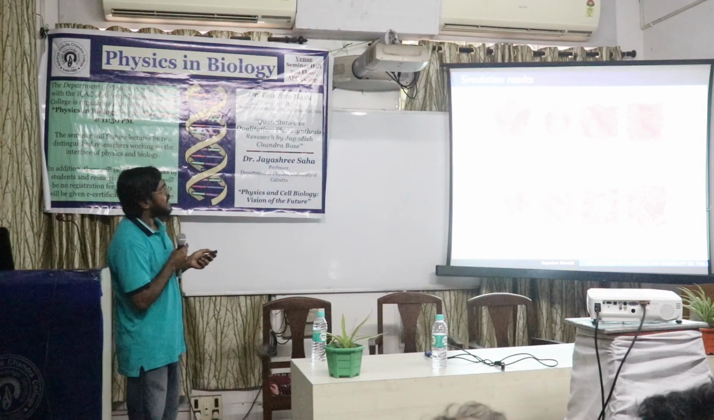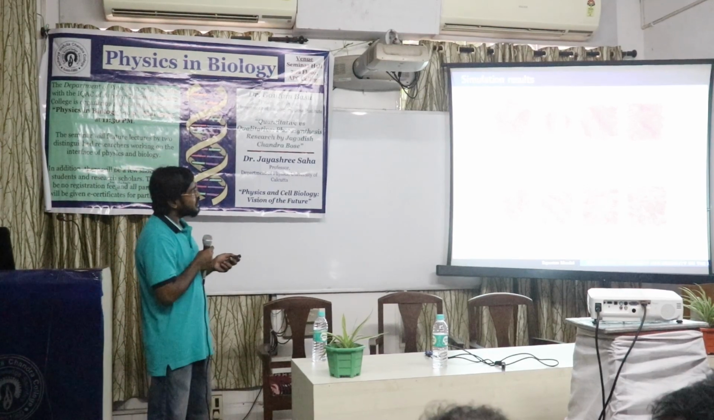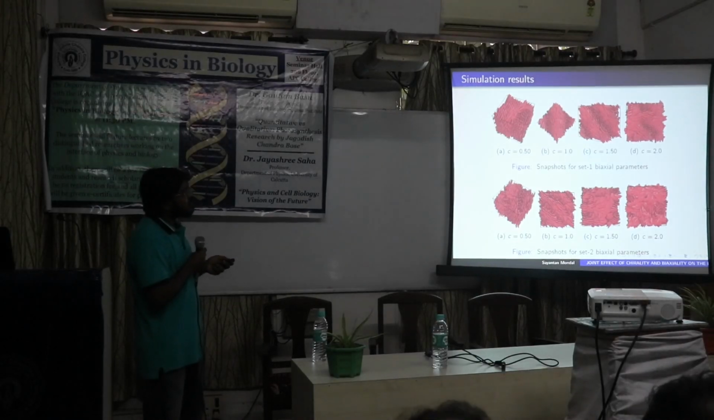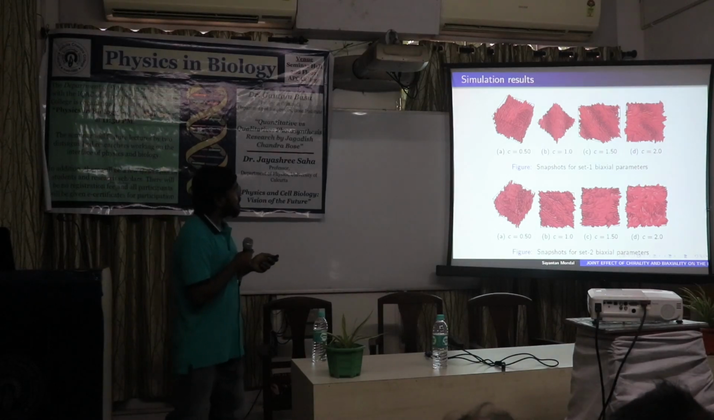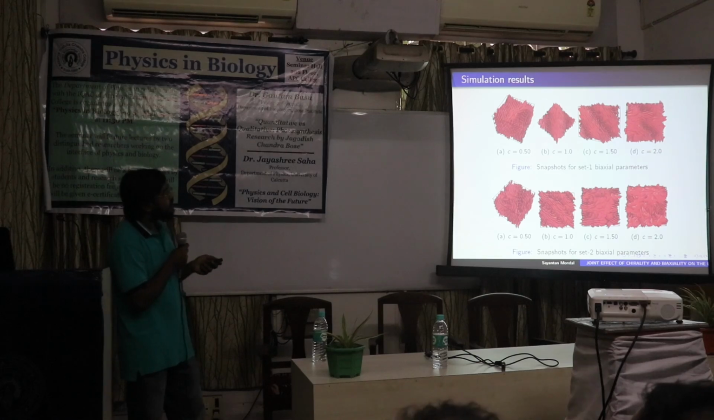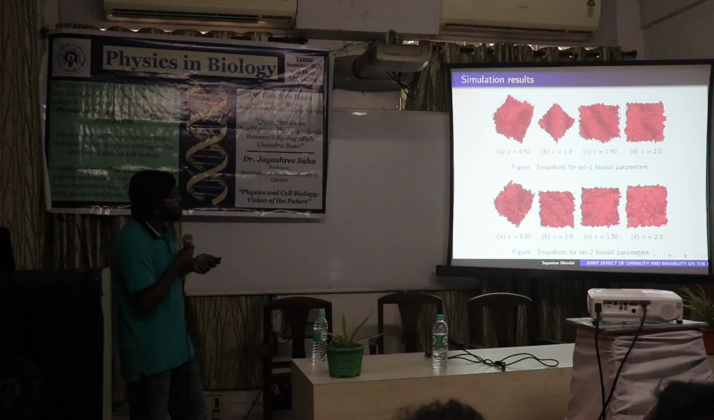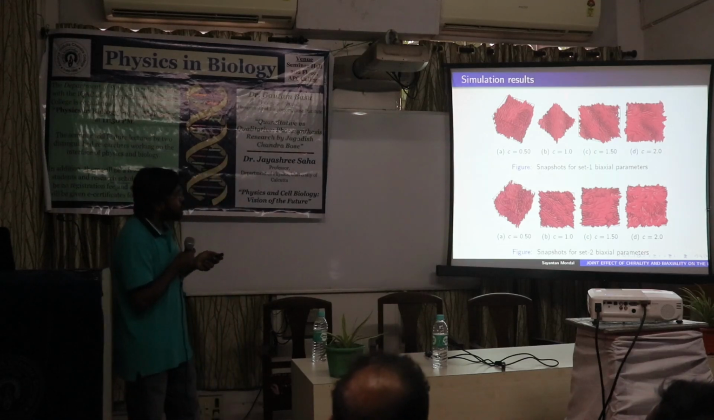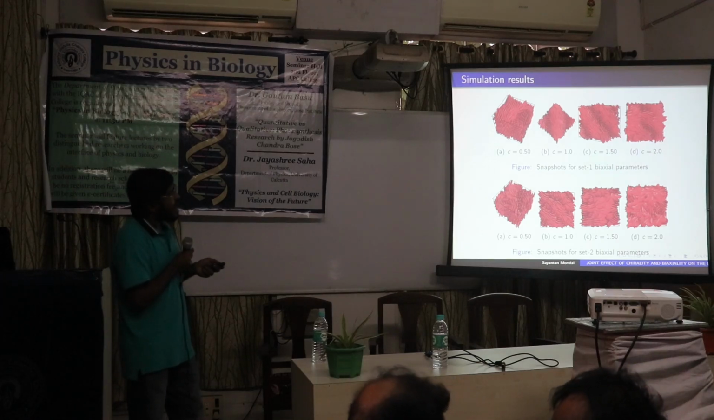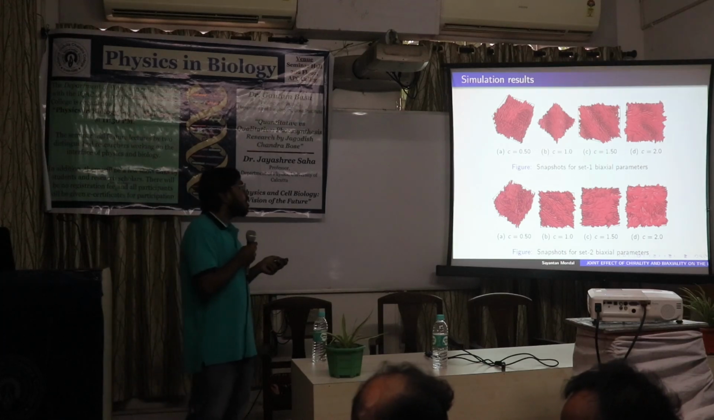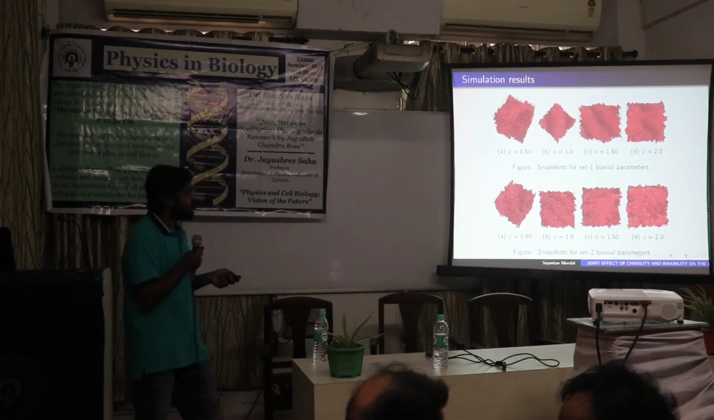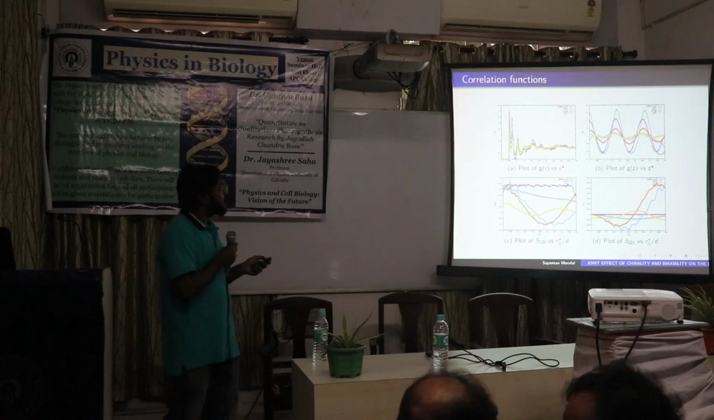Now these are snapshots from our system. This is for one set of biaxiality, and this is for another set of biaxiality. From this figure, these are for different chiral strength parameter values. We can see that cholesteric phases have been formed in both sets of biaxialities. But for higher biaxiality, small chiral domains with twisted cylindrical networks, which are elliptic in shape, have been formed.